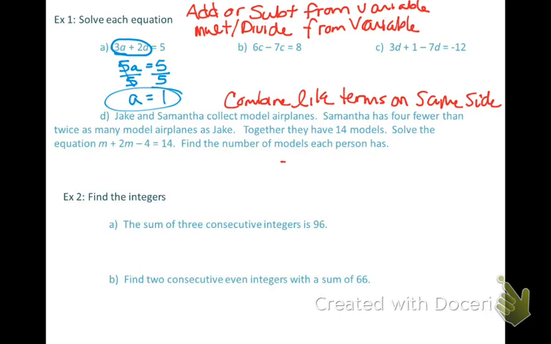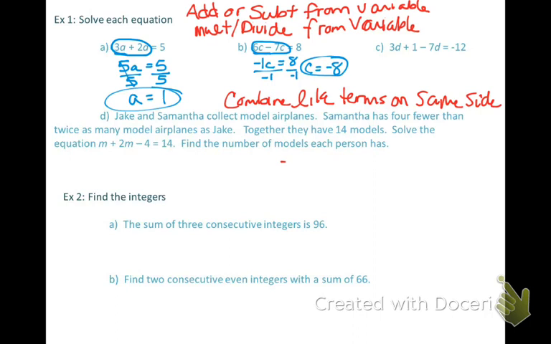Let's look at B. I have 6c minus 7c. They both have c's, the same kind of c's, just one, not c squared and c to the third. They're both just c's. So it's going to be 6c minus 7c. Well, that's negative 1c equals 8. Still not adding or subtracting. Notice negative 1 is not adding or subtracting. It is multiplying to the c. So I'm going to divide by negative 1. So I'm going to have c equals negative 8.